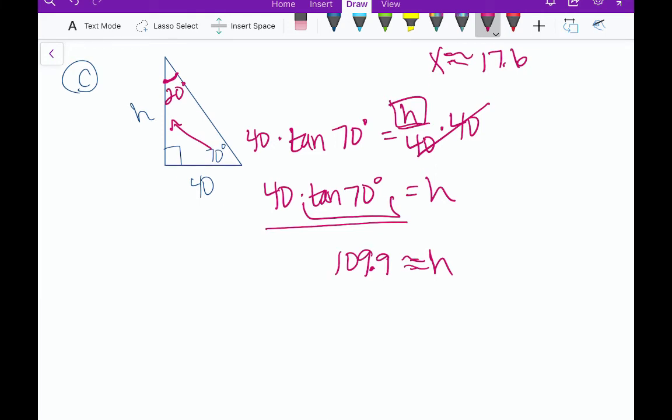Just as a reminder, the tangent of any acute angle in a right triangle is equal to the opposite side over the adjacent side. In the next video, we'll talk about the other two ratios.